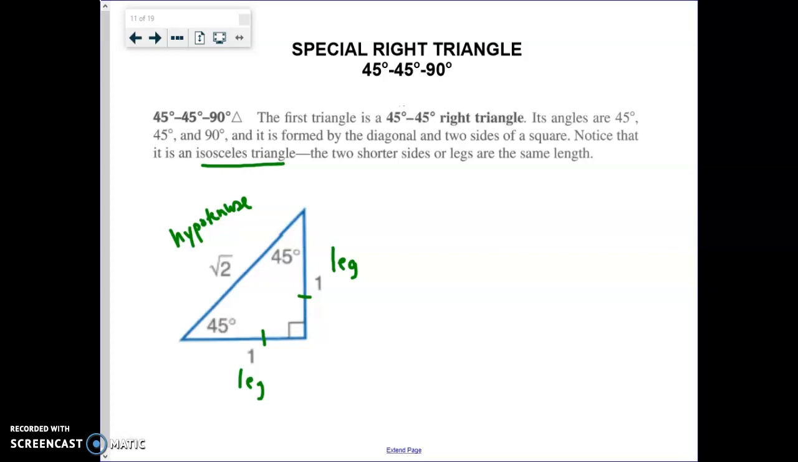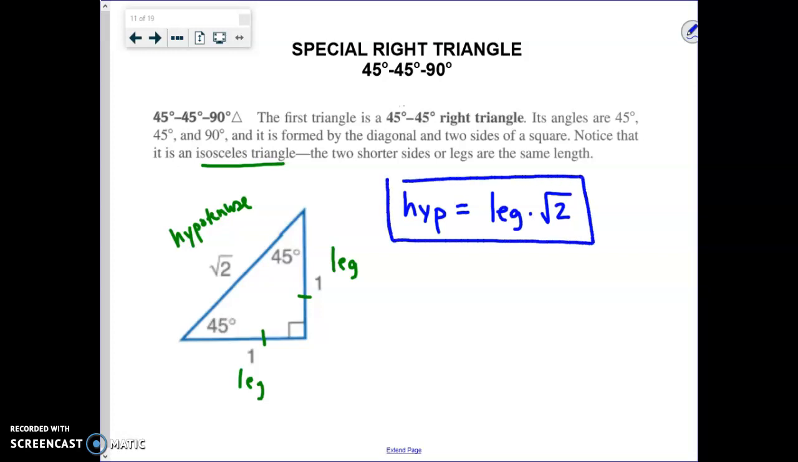So the relationship between the hypotenuse and the two legs is that in any 45, 45, 90 triangle, the length of the hypotenuse is always equal to the length of one of the legs times the square root of 2. How do you come up with that formula? It's using the Pythagorean theorem, and you just solve it for the hypotenuse. So if you remember this relationship, you can find any side of a 45, 45, 90 triangle without having to use the Pythagorean theorem. If you don't remember this, you can always go back and use the Pythagorean theorem.